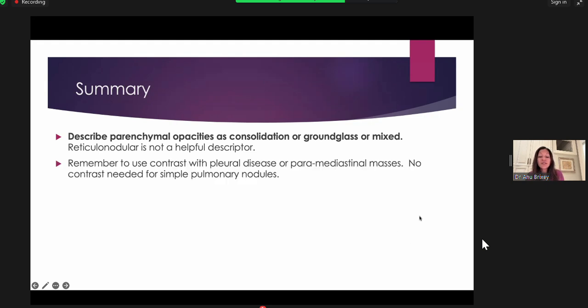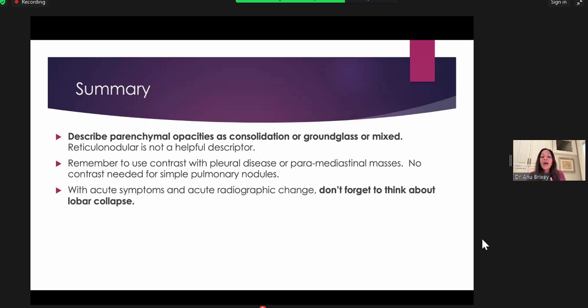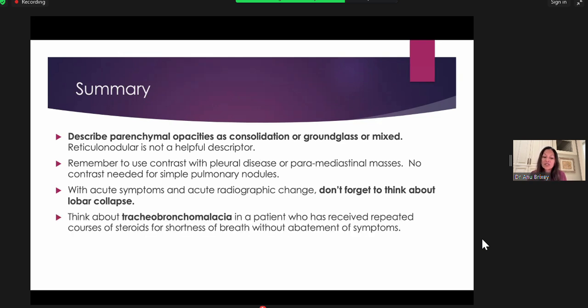Remember to use contrast when you have pleural diseases or paramediastinal masses. Don't give contrast for simple pulmonary nodules. When you have patients that have acute symptoms and an acute radiographic change, don't forget to think about lobar collapse. This is one of those findings where oftentimes outpatients may present with lobar collapse, and if you're not thinking about it, this is a very easy diagnosis to miss.